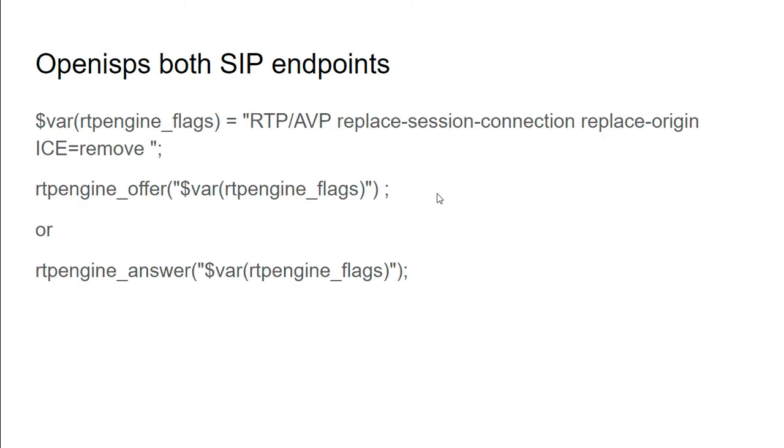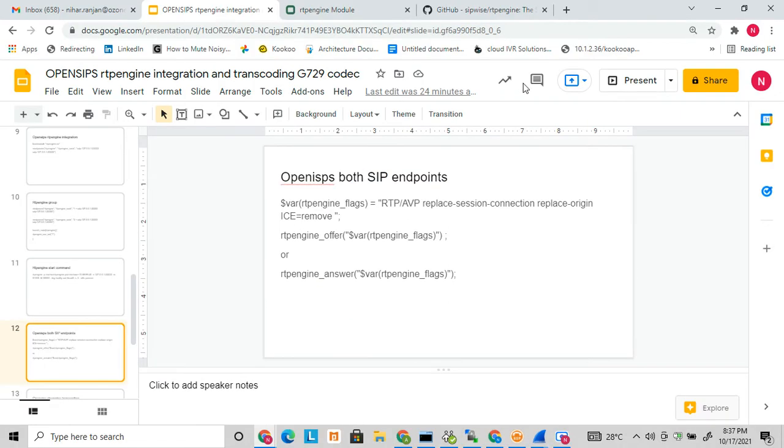So let's see now how you will mention it. When a call establishes, how will you invoke the RTP engine? There is a command in OpenSIPS called rtpengine_offer. Then when the call gets answered, you have to use rtpengine_answer and you have to pass the flags. So let's see the RTP engine module now.